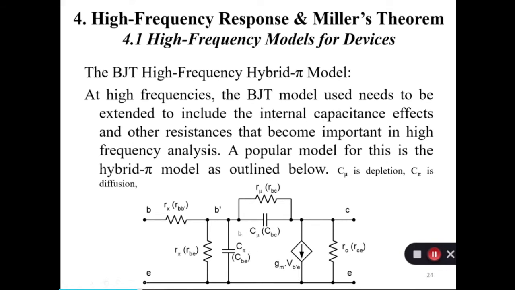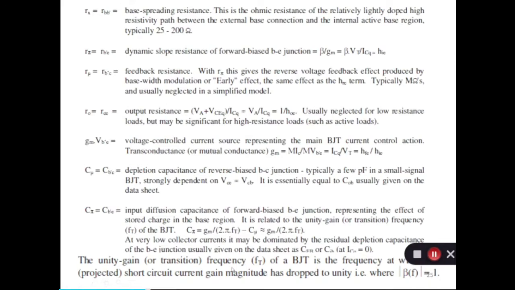What is the C pi? It is the input diffusion capacitance of the forward biased base to emitter junction, and it has a fixed formula: C pi is equal to Gm divided by 2 pi Ft minus C mu.